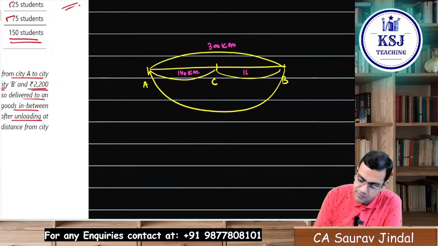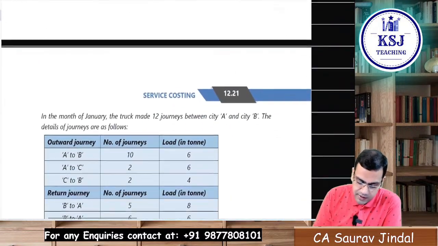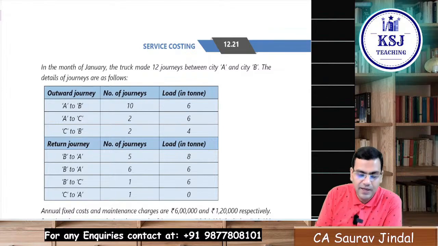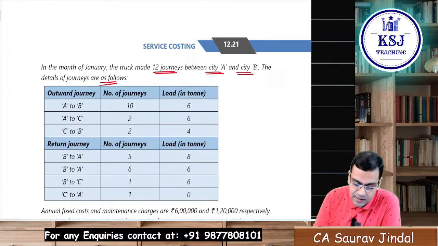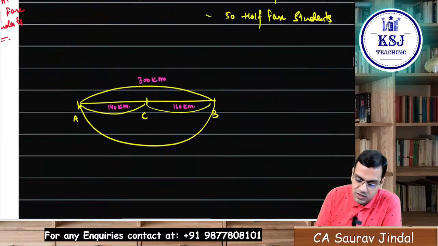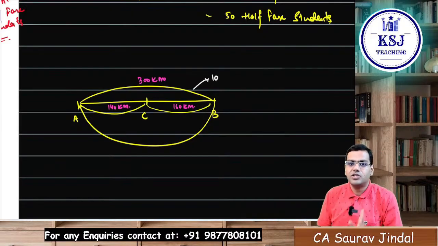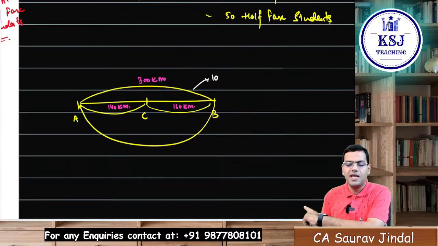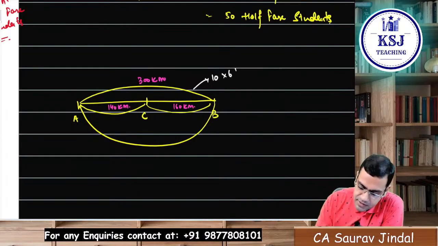That means this distance will be 160 kilometers, right? Okay. In the month of January, the truck made 12 journeys between city A and city B. The details of the journeys are as follows. So outward journey is there, 10 journeys from A to B with a 6 ton load. So in those 10 journeys, the truck goes straight away from A to B. The truck did not stop at station C. That was a straightforward journey from A to B. 10 journeys are there with a 6 ton load.